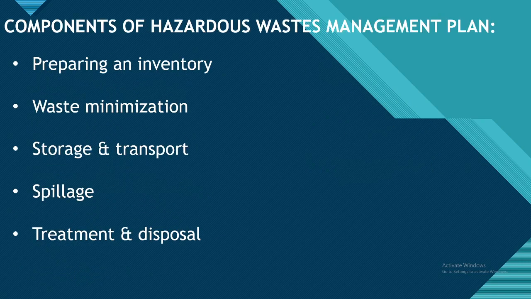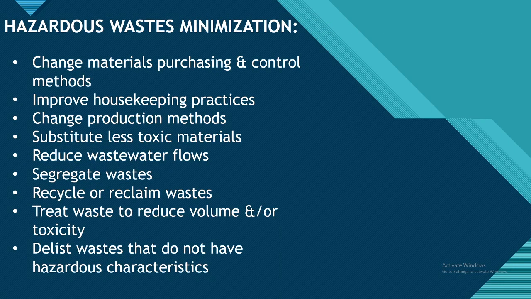Components of hazardous waste management plan. We have preparing an inventory, waste minimization, storage and transport, spillage, treatment and disposal. Hazardous waste minimization: change materials purchasing and control method. Improve housekeeping practices. Change production methods. Substitute less toxic materials. Reduce wastewater flows. Segregate waste. Recycle or reclaim waste. Treat waste to reduce volume and or toxicity. Delist waste that does not have hazardous characteristics.